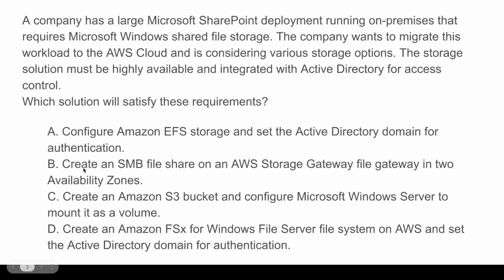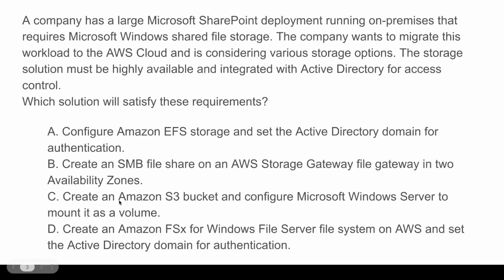For option B, we are creating an SMB file share on an AWS Storage Gateway file gateway in two separate availability zones. Now, B would be a good answer if not for the fact that it is very complicated. It is very complicated to get everything in B set up. So before we choose B, we have to look and see if there are better options.